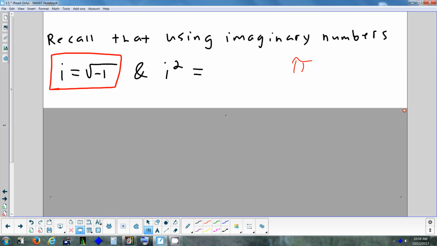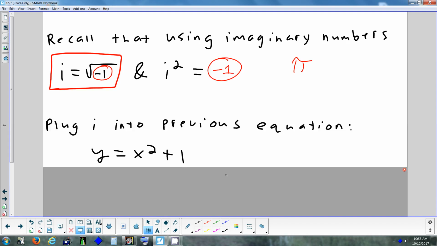So if we took i and squared it, anyone think they could tell me what that would be? i squared, yeah? -1. i squared would be -1. Because if you square the square root of -1, the square and the square root cancel, and what you're left with is what's underneath the root. That's all you're left with. And that's important because we're going to do some problems today where i squared is going to come up. So anytime you get an i squared, change it to -1.